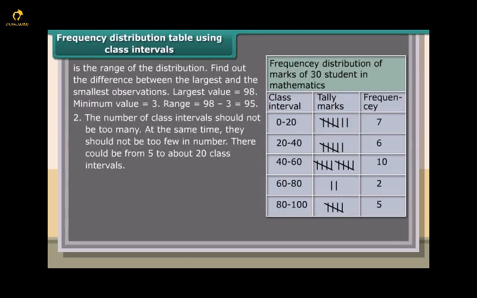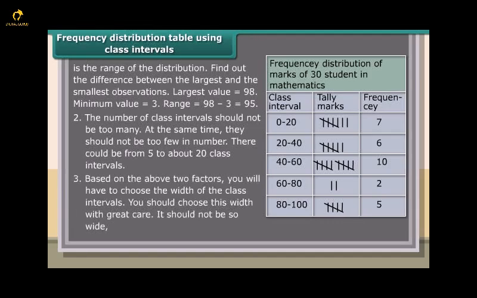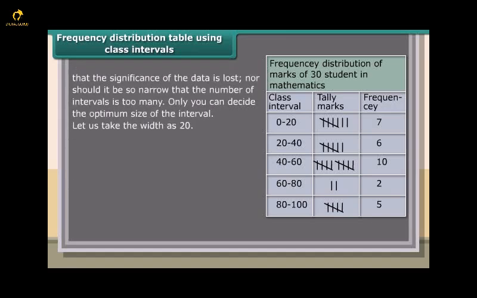2. The number of class intervals should not be too many. At the same time, they should not be too few in number. There could be from 5 to about 20 class intervals. 3. Based on the above two factors, you will have to choose the width of the class intervals. You should choose this width with great care. It should not be so wide that the significance of the data is lost, nor should it be so narrow that the number of intervals is too many. Only you can decide the optimum size of the interval. Let us take the width as 20.